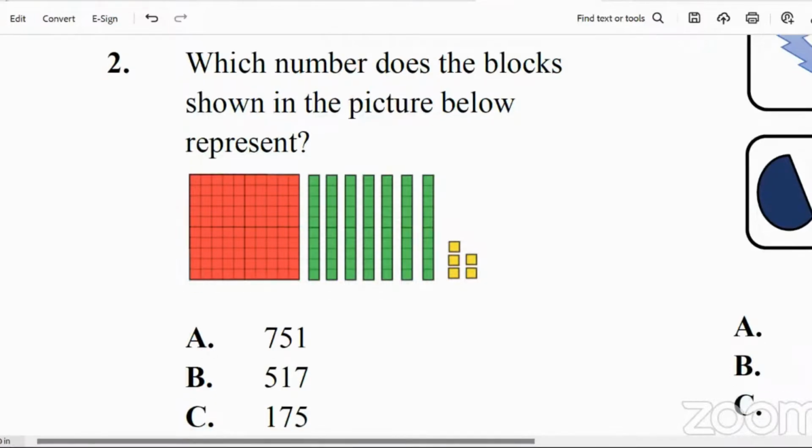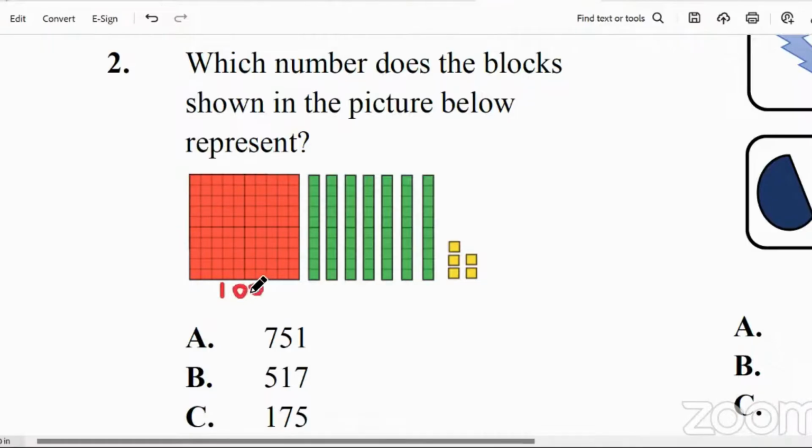All right, so question 2, which number does the blocks shown in the picture below represent? All right, so we are looking at the blocks. So the red blocks, if you have been following, we have done a similar question on the 2021 past paper. So this block, there's 10 going across and 10 down. So this is 100.